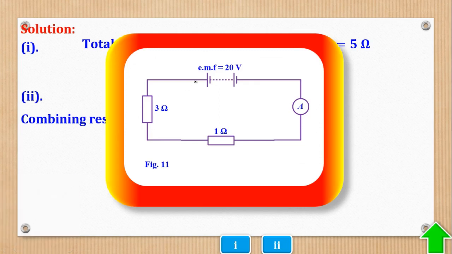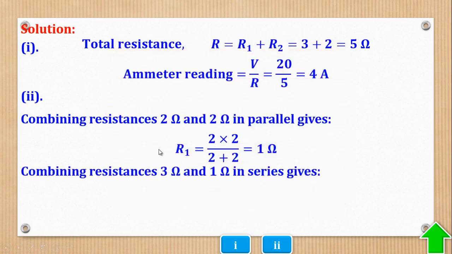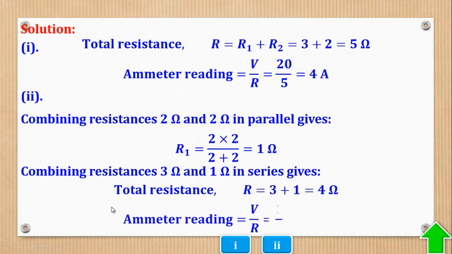So now the same current flows through the 3 ohm and the 1 ohm, meaning that these two are in series. Because they're in series, the total resistance is got by adding. So you can get the total resistance by addition, after which you can get ammeter reading from V over R to give you 5 ampere.